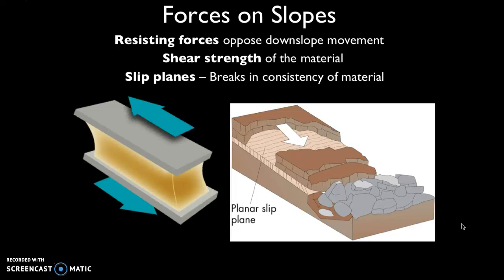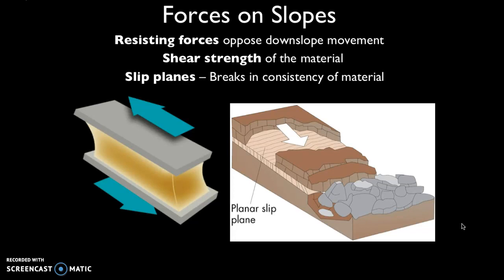So if it does move, it usually tends to move within this slip plane. So if you think of a slide or a slump, whenever those surfaces on top of which the material would slide down or slump down, is because the shear strength of the material is too weak. It's not strong enough to support that movement, or that weight, I should say. That is the driving force. So again, if it does move because the shear strength is not enough, then that is going to move through these slip planes, which are going to be breaks in that consistency of the material.